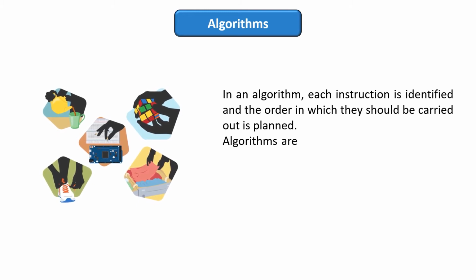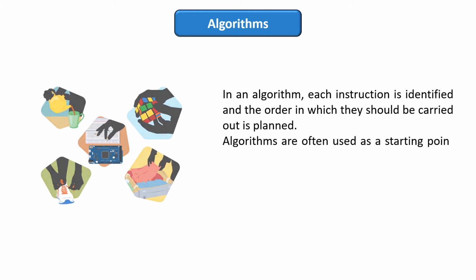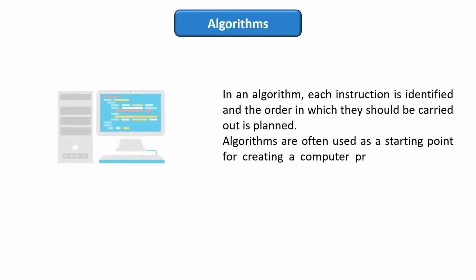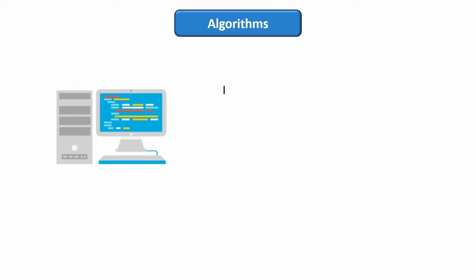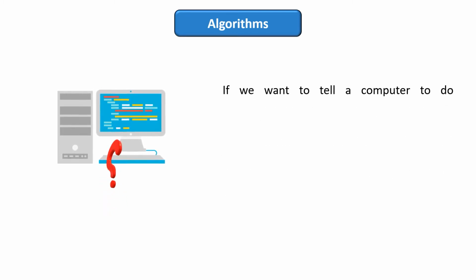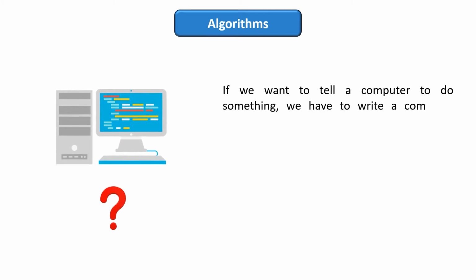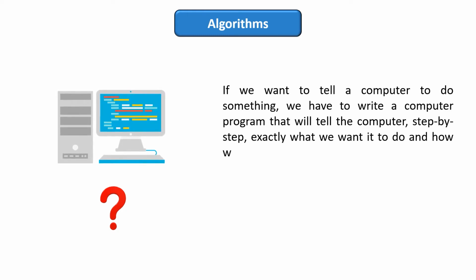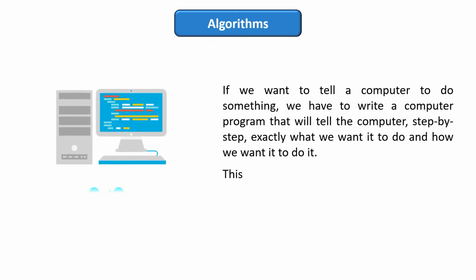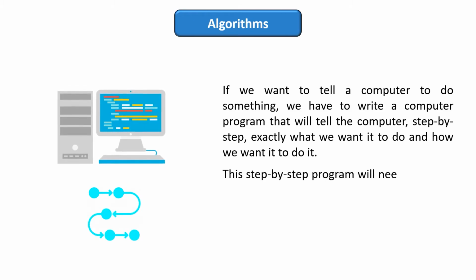Algorithms are often used as a starting point for creating a computer program, and they are sometimes written as a flowchart or in pseudocode. If we want to tell a computer to do something, we have to write a computer program that will tell the computer step by step exactly what we want it to do and how we want it to do it. This step-by-step program will need planning, and to do this, we use an algorithm.